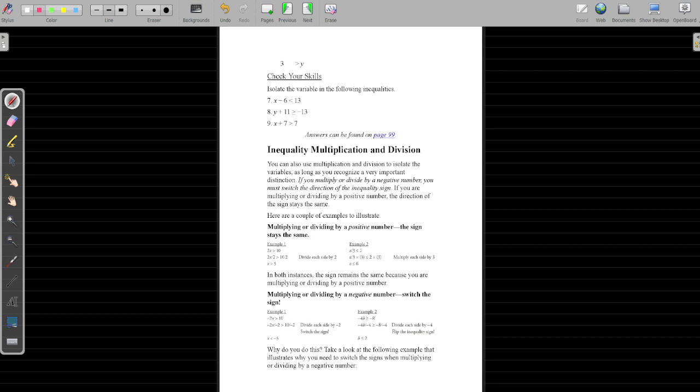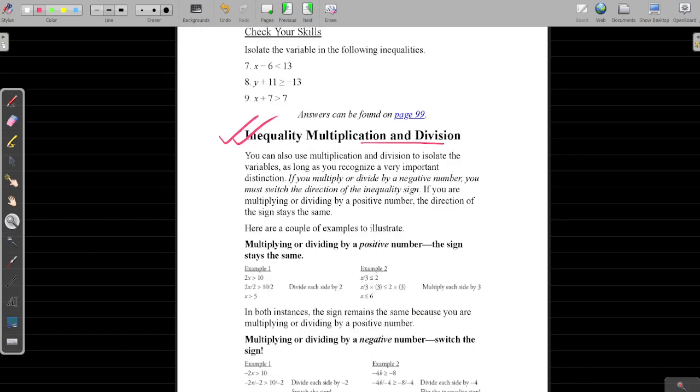Now we are going to learn about inequality, multiplication and division. So firstly we need to read out the whole summary of this paragraph, that what they have written. You can also use multiplication and division to isolate the variable. Again same thing has come here, that you need to isolate the variable.